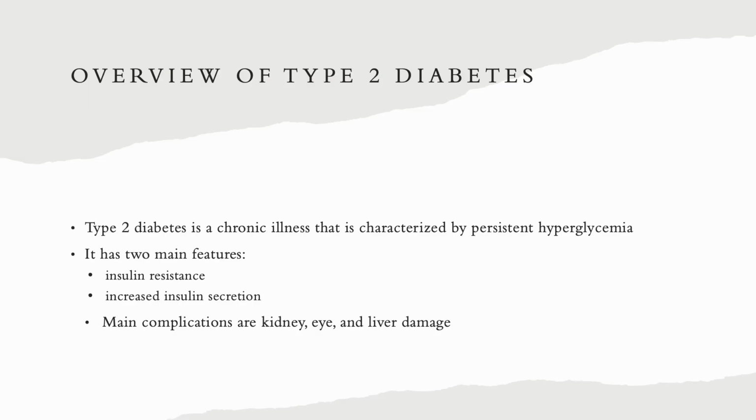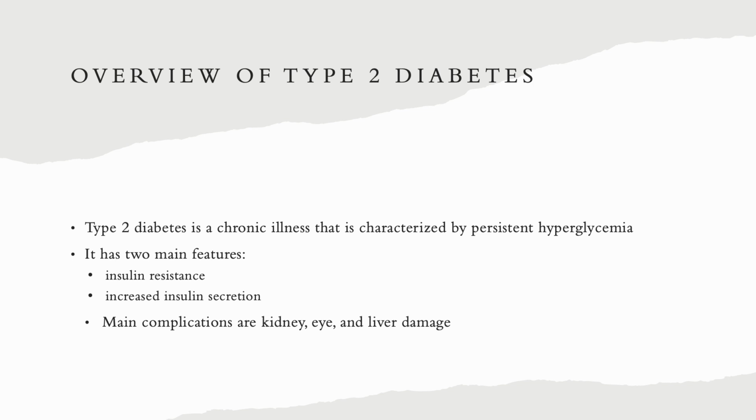So now we'll get into the part where it talks about type 2 diabetes and how the pentose phosphate pathway plays a part in it. So type 2 diabetes is a chronic illness that is characterized by persistent hyperglycemia, and it has two main features, which are insulin resistance and increased insulin secretion.